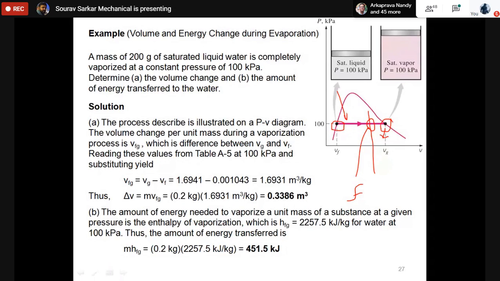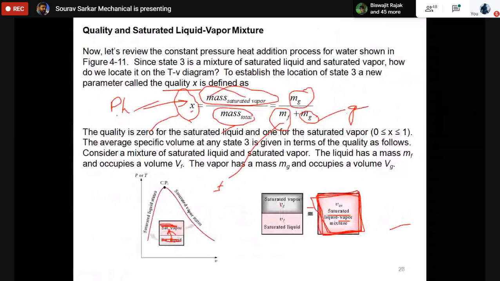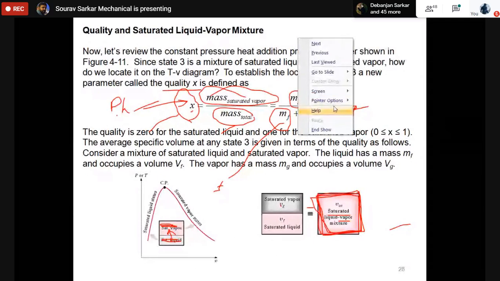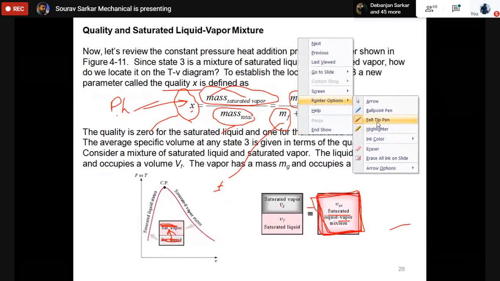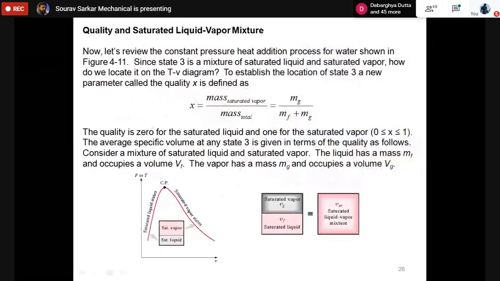It may happen. We never always deal with the end points. There are some situations where we also have to deal with intermediate points. To determine the location of the intermediate point, I am defining a new parameter. That new parameter is called X. X is called the quality. So now tell me one answer: if you are lying on the saturated vapor line, what is the value of your X?